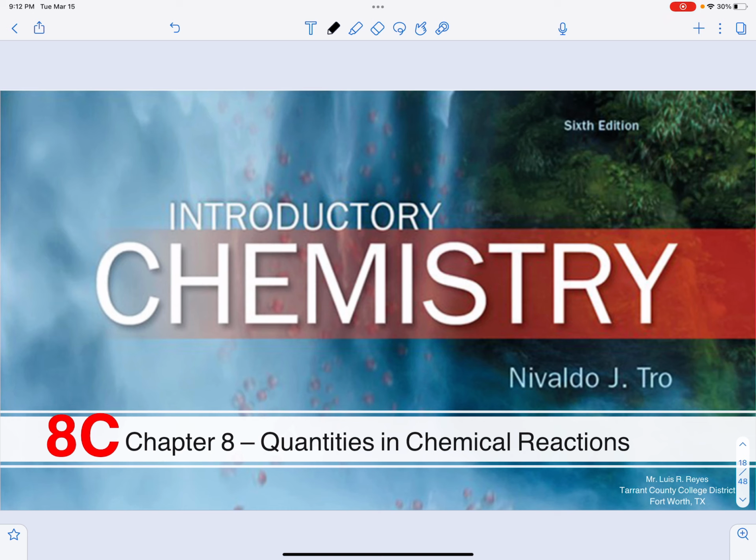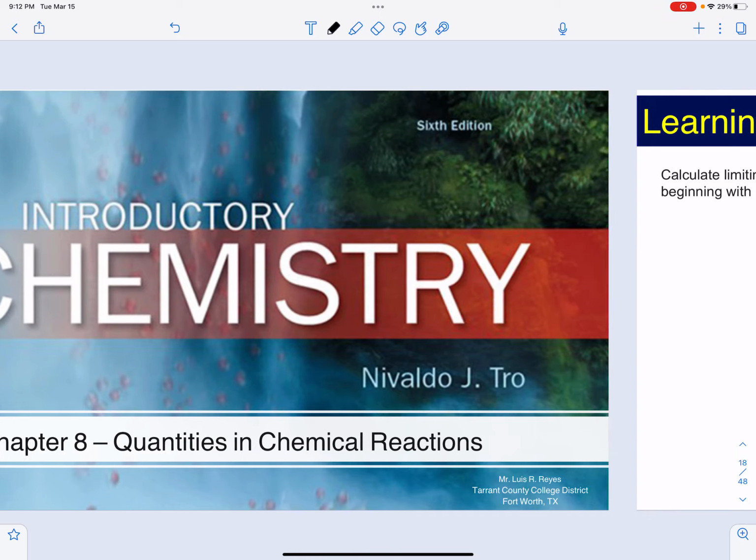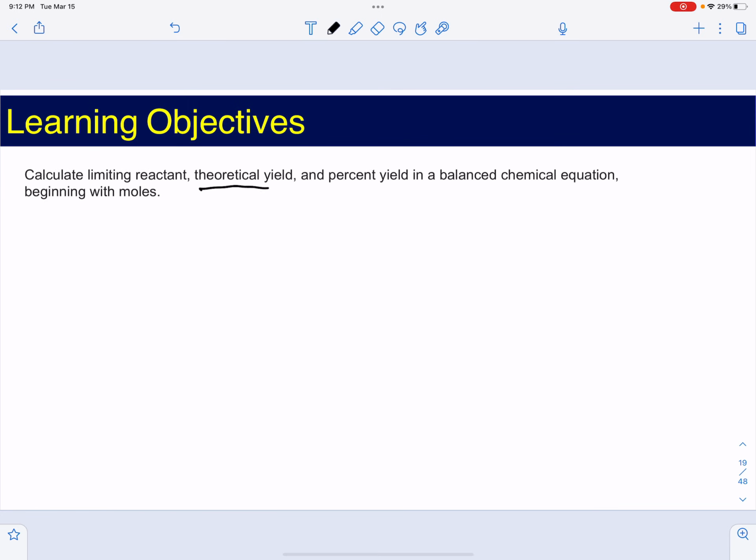So what we are supposed to make using the mole to mole conversion, the maximum we're supposed to make in theory, we are going to call that the theoretical yield. So if everything goes right and your reactants are used 100%, the product that you're gonna make, that's what you're gonna make in theory. So that's the theoretical yield.